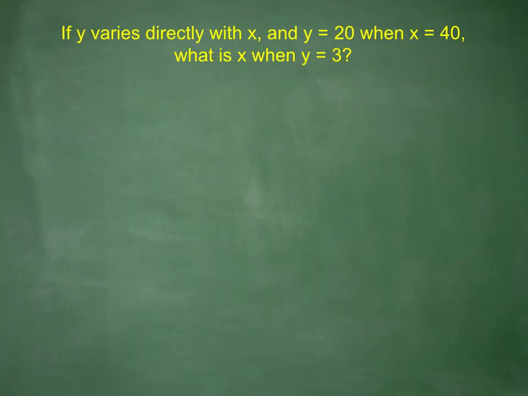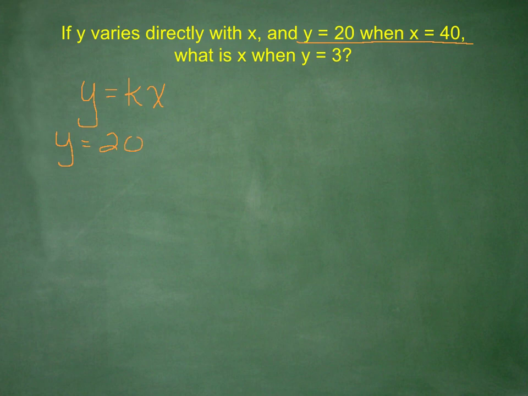Let's try one more. If y varies directly with x and y equals 20 when x equals 40, what is x when y equals 3? So we're going to begin the same way. We're going to say y equals kx. We know that that's our equation. And we're going to start with the first piece of information. So I know that y equals 20 and x equals 40. So plugging it into the equation, since y is 20, I have 20 equals k, I don't know what k is, times x, which is 40.